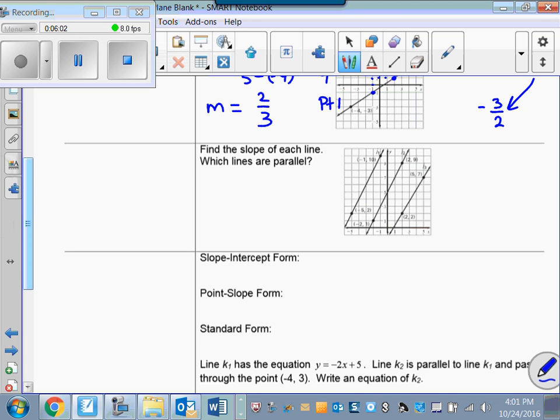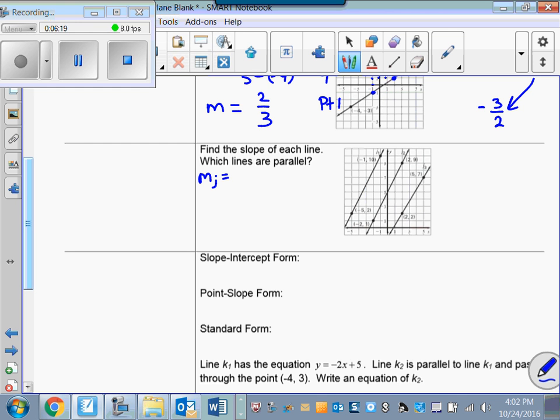Okay, what if we got 3 lines and we want to know which ones are parallel? Well, we have to find the slope of all 3 lines, and if any of the slopes are the same, then those would be the lines that are parallel. So what do we have here? We've got, what are these labeled? J1, J2, and J3. So let's do the slope of J1.